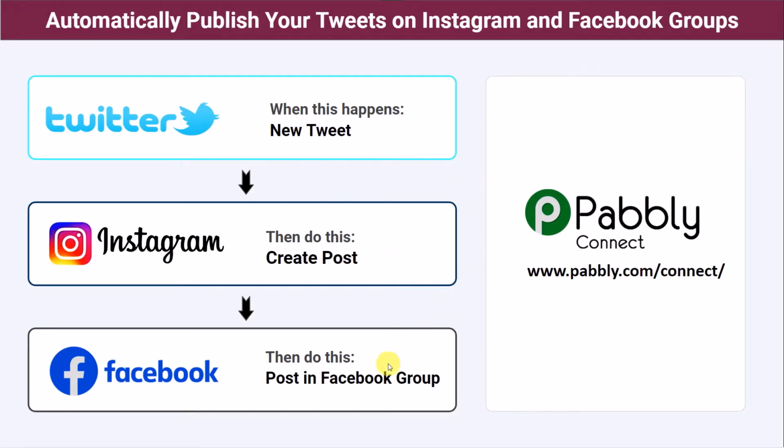As a solution, we are going to use Pabbly Connect. So basically, Pabbly Connect is an automation and integration software which will help us in integrating Twitter with Instagram and Facebook group. The best part here is it doesn't require any coding skills or programming knowledge. Even a non-technical person can do this very easily. So let's check this in real time.